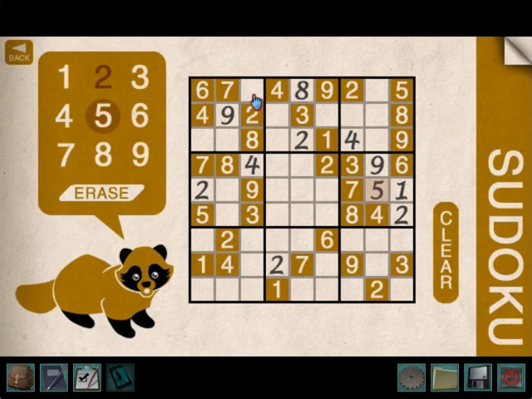What about this one? We're missing a 1, we're missing a 3, and a 5. We can't place a 5 there. And we can't place a 1 here, so the 1 has to go there. We can't place a 5 here because of this, so we have to place it there, which means that the 3 gets placed there. Okay, so that helps us out quite a bit.